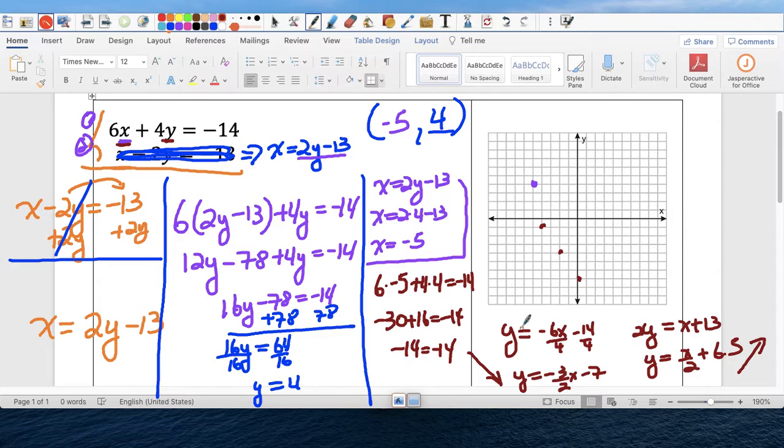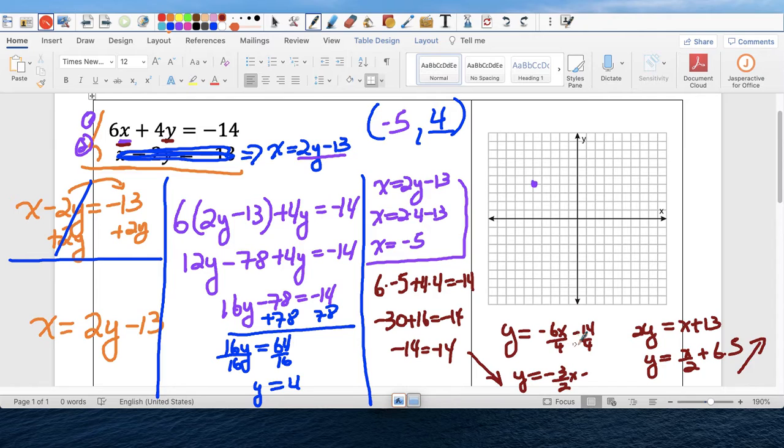Give me a moment, guys. Y equals negative 6x minus 14 divided by 4 is 302. Oh, here's my mistake. 14 divided by 4 is not 7. Of course not. 14 divided by 4, let me see, that's 3.5. That was my mistake. So the y-intercept is negative 3.5.